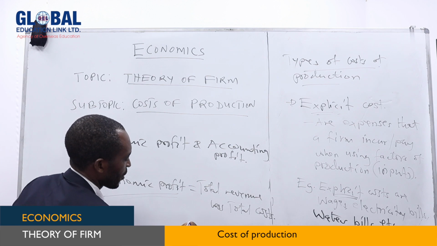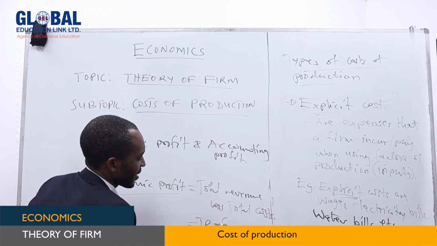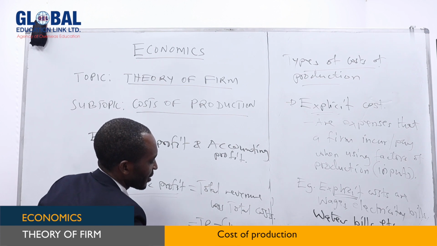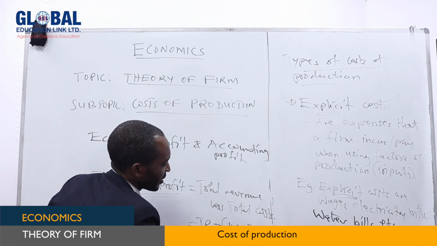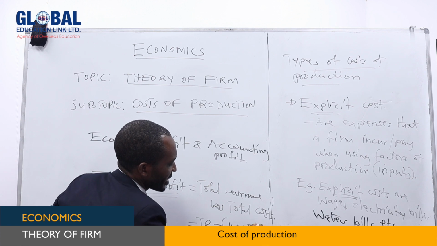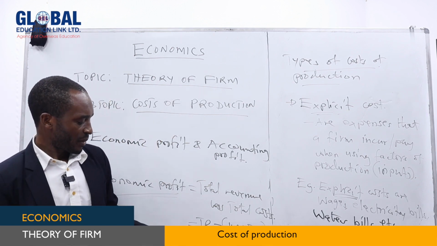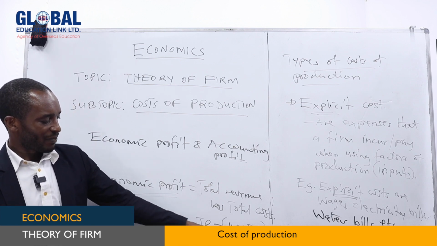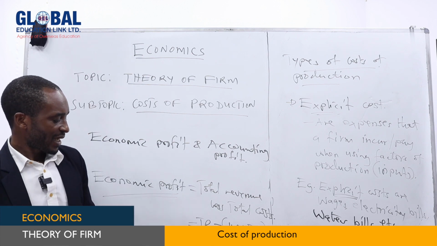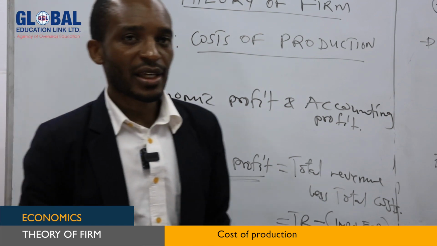So here it will be equal to total revenue minus the implicit cost plus explicit cost. So when you get the value here, total revenue minus implicit cost plus explicit cost, the profit you get we call as economic profit.